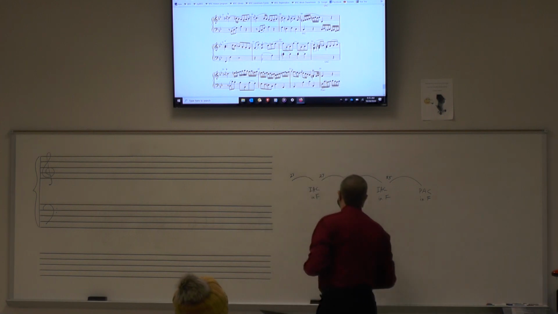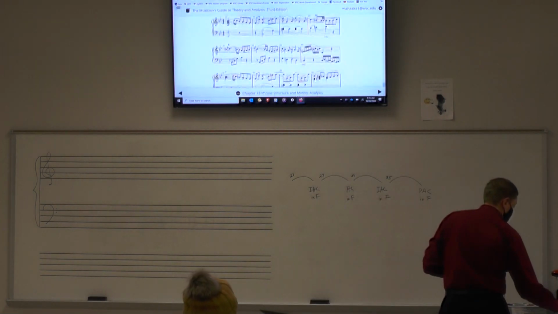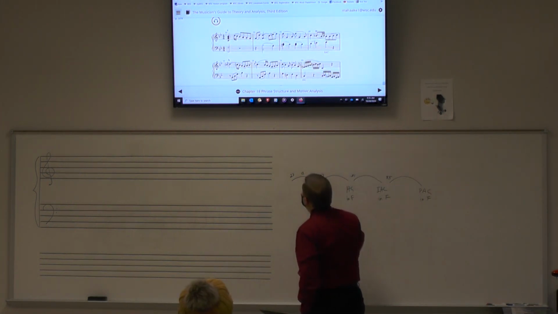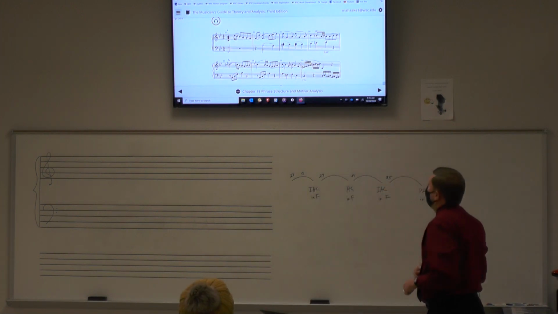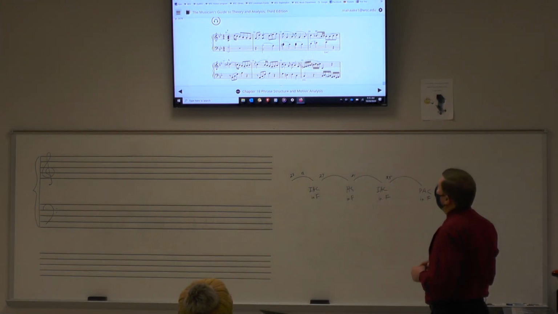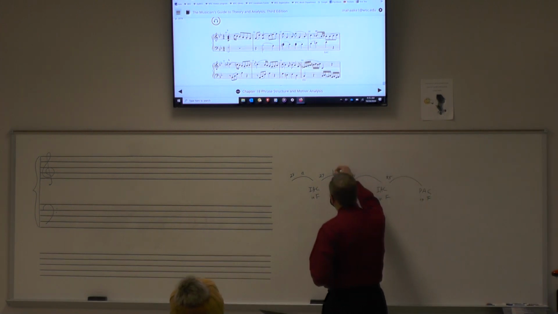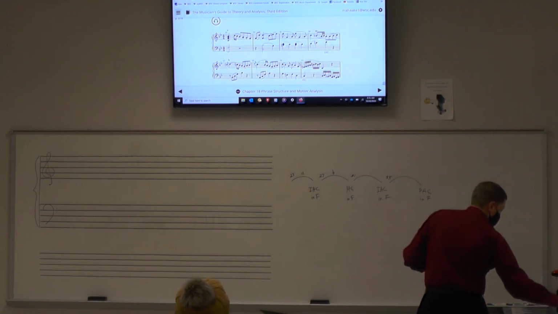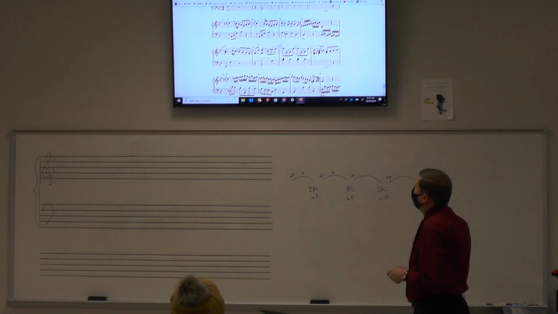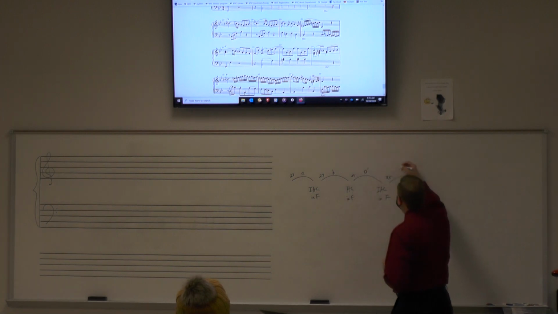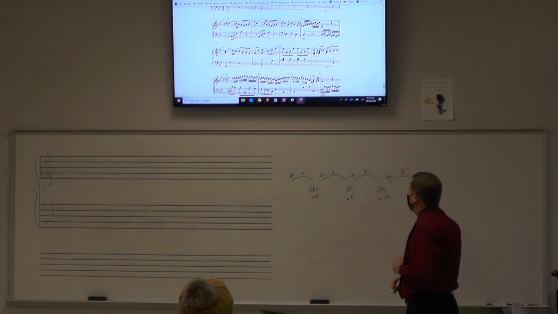All right, let's do our own analysis now of the phrases in terms of labels for lowercase letters. The first phrase of this big structure is going to be small a. What would you call the second phrase? B. That's right. What would you call the third phrase? And the fourth phrase you would call B prime.